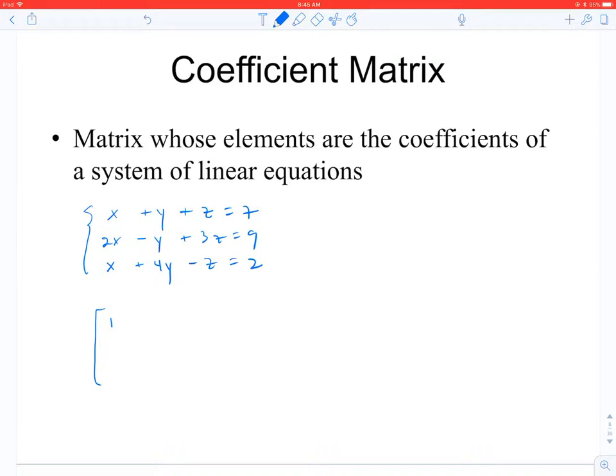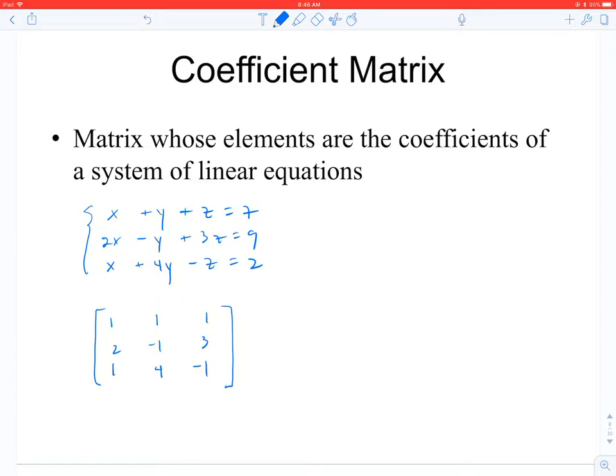The second element in the first row would be 1, 1. So I'm just writing down all the coefficients for x, y, and z. The first column corresponds to all the coefficients of x, the second column corresponds to all the coefficients of y, and the third column corresponds to all the coefficients of z. And then row 1 is equation 1, row 2 is equation 2, row 3 is equation 3.